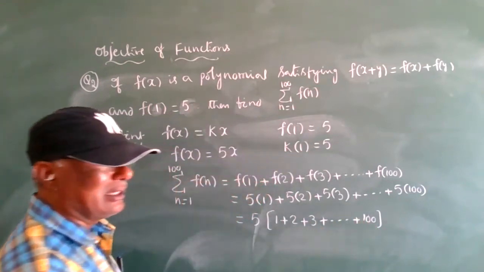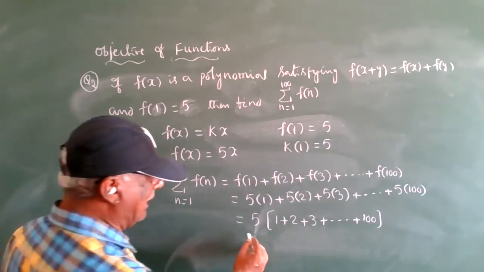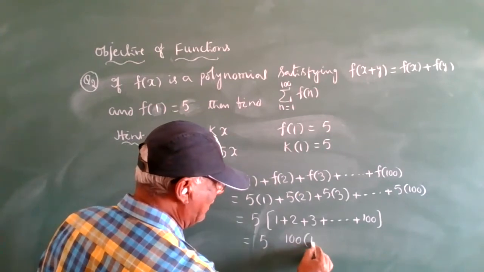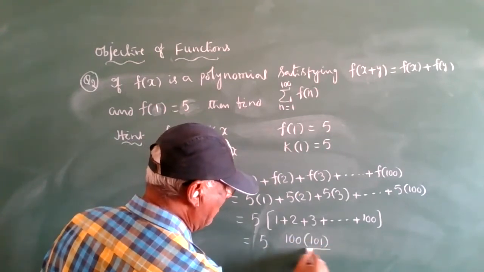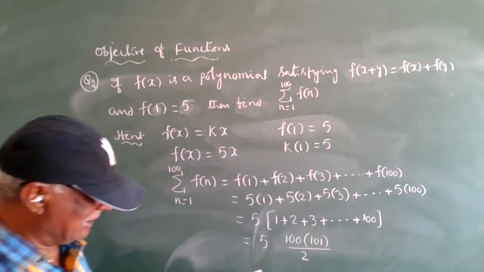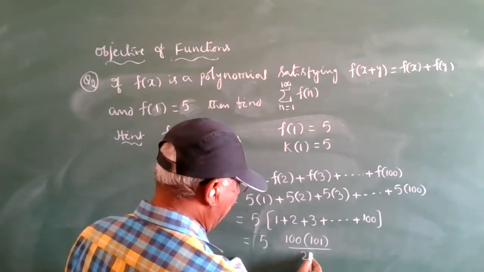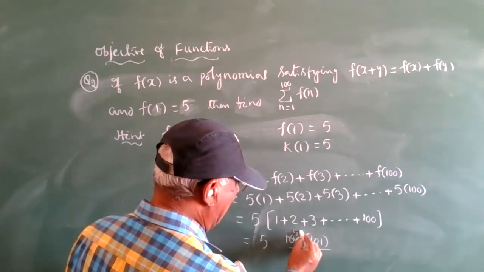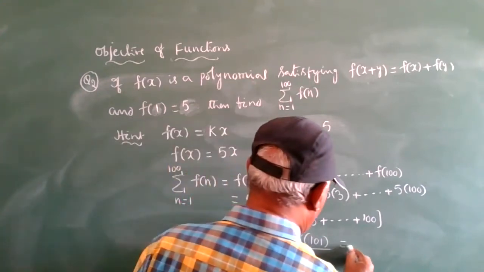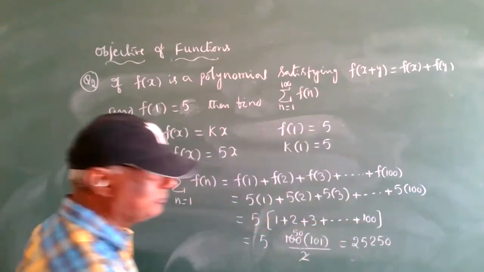Now by the AP series, the sum of the n terms, n now directly write down. So n into n plus 1 by 2. Simplify, we get the required answer. So what is the answer we are getting? So 250 times, multiply and write down the answer. It is 25250. Right.